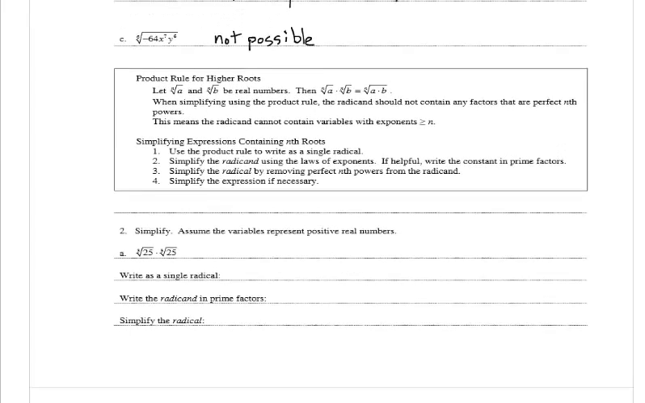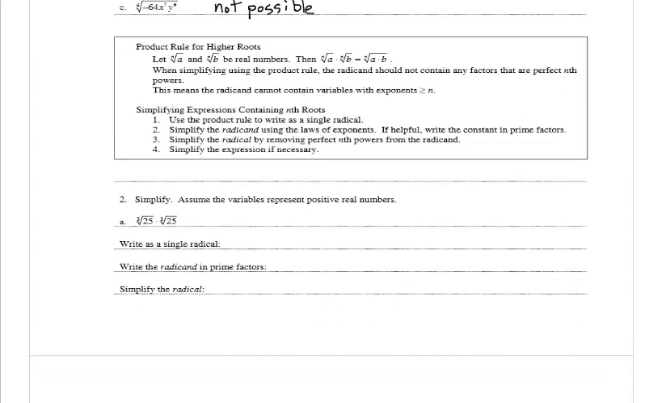Now it says the product rule for higher roots. Let the nth root of a and the nth root of b be real numbers, then the nth root of a times the nth root of b is equal to the nth root of a times b. When simplifying using the product rule, the radicand should not contain any factors that are perfect nth powers. This means the radicand cannot contain variables with exponents greater than or equal to n.